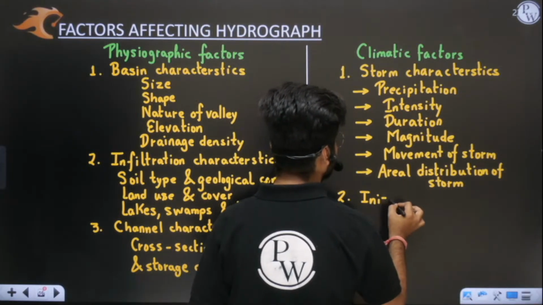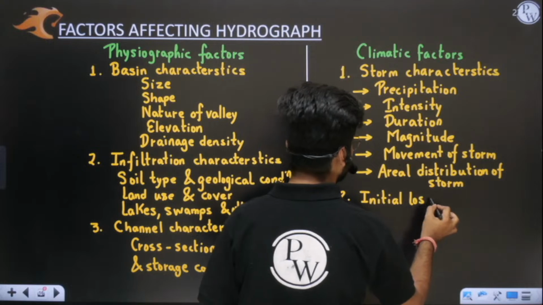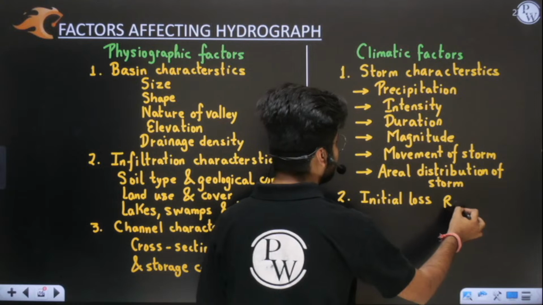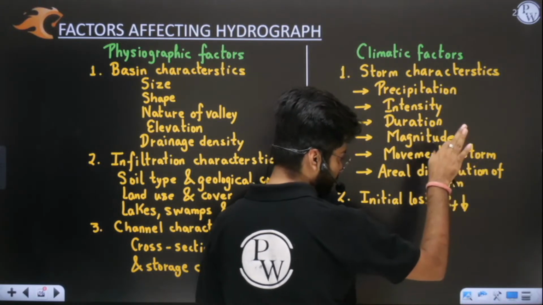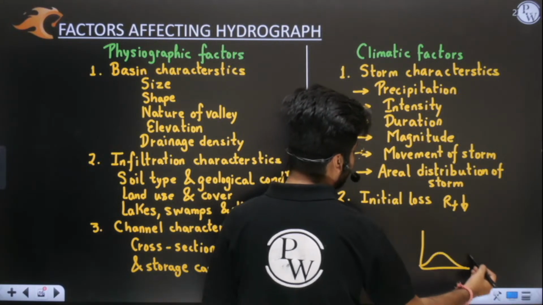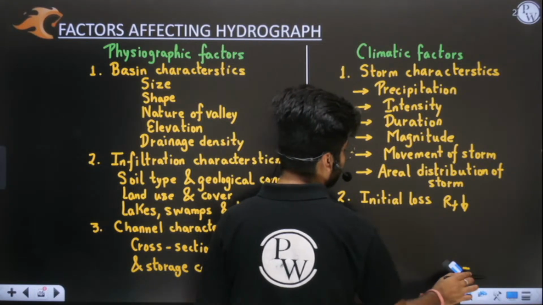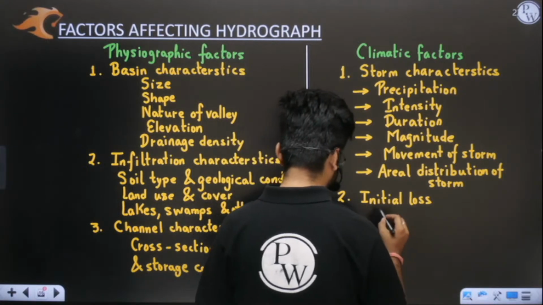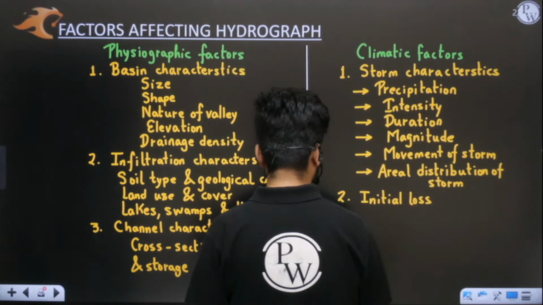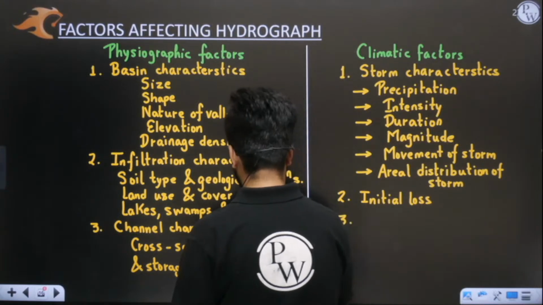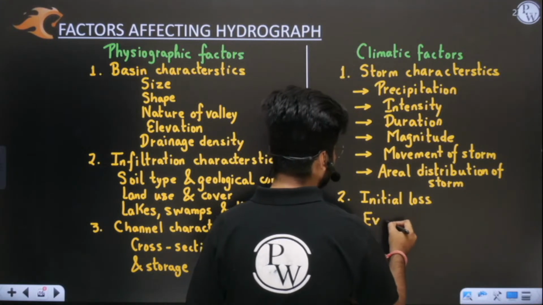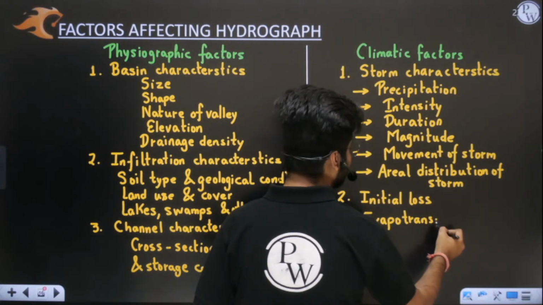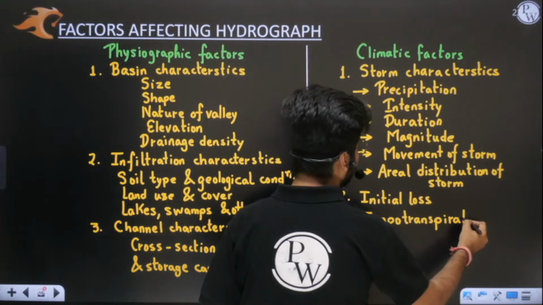These are all your climatic factors. Initial losses can be more. If initial losses are more, obviously runoff will be less, and if runoff is less, then obviously your flood hydrograph will be mild. Yes or no? Then we have evapotranspiration. All these initial losses and evapotranspiration are losses, and if they increase, then obviously they will reduce the runoff significantly.